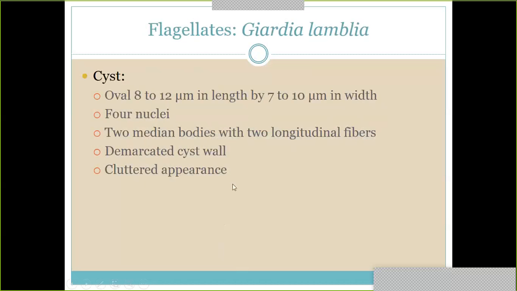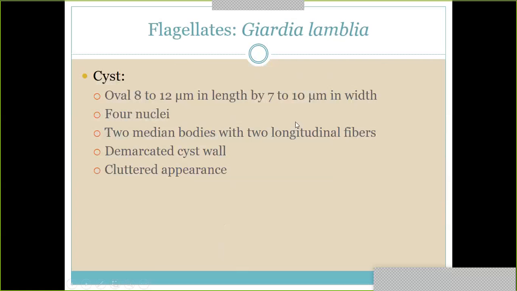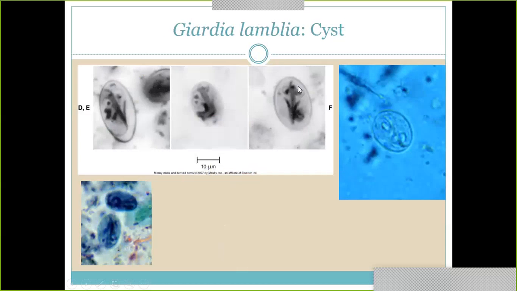As far as the cyst stage goes, we're going to see more pictures of him just in a second. The cyst stage will have four nuclei here. So if you look up here, there's kind of four nuclei in a cluster right by the letter F, if you can't see my arrow. And then it has an axoneme. It describes that here, two median bodies with the axoneme down the center.